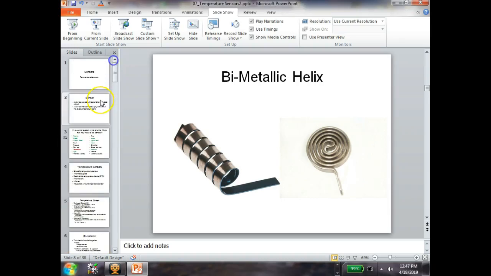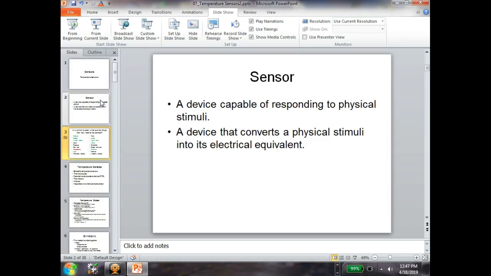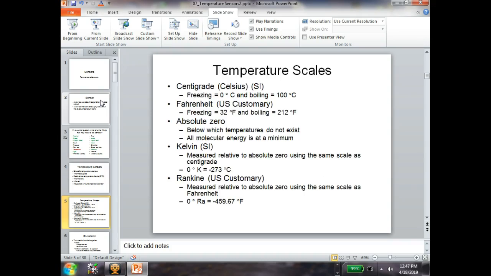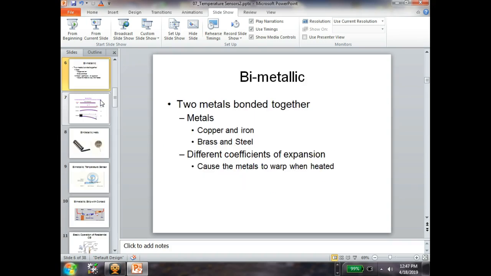Let's draw back and review. These are the ones we're going to talk about, right? Starting off with bimetallic strips. Then we looked at the different temperature measurements: Celsius, Fahrenheit, absolute zero, Kelvin, and Rankine. And this is where we got to.